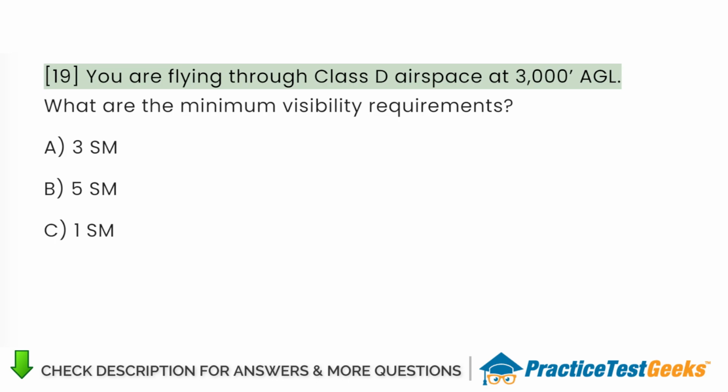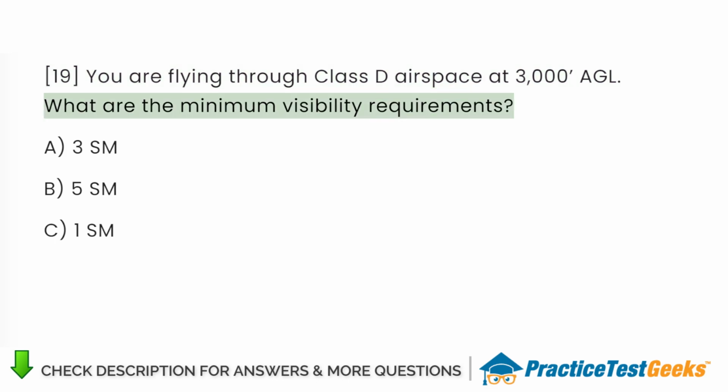You are flying through Class D airspace at 3,000 feet AGL. What are the minimum visibility requirements? A. 3 SM. B. 5 SM. C. 1 SM.